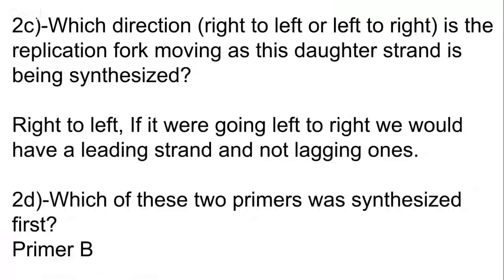For part C, they want to know which direction, right to left or left to right, the replication fork is moving. And it's going to be moving right to left, because if it were going left to right, then we would have a leading strand and not the 2 lagging strands.